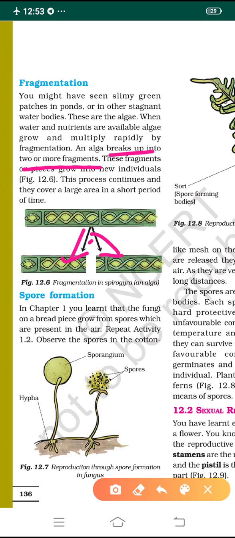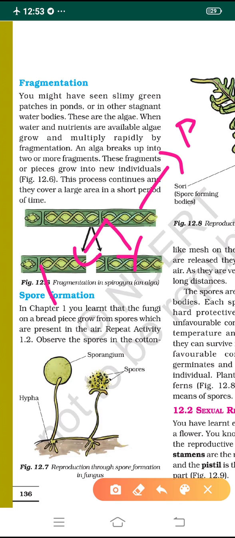These fragments are pieces, and these pieces grow into new individuals. Now see, this is a parent body. It breaks up into two fragments, and each fragment grows into a new individual. This is the example you have to remember here.